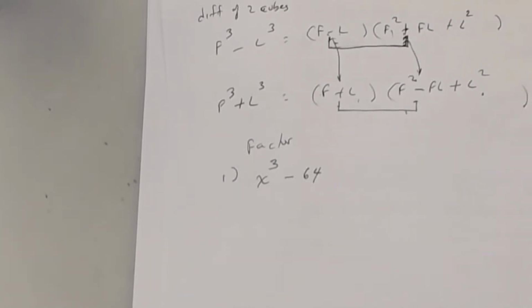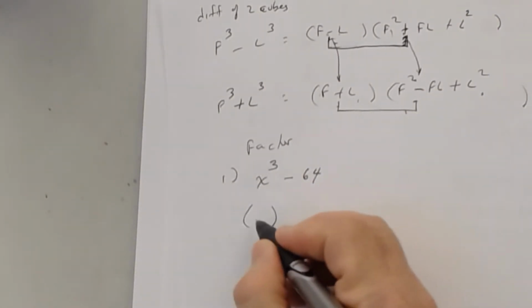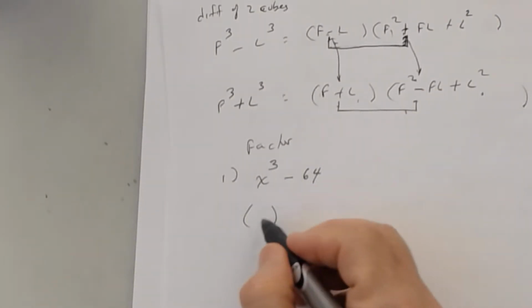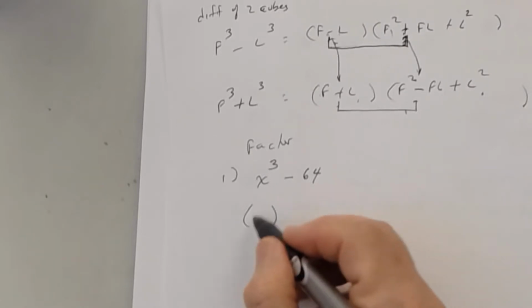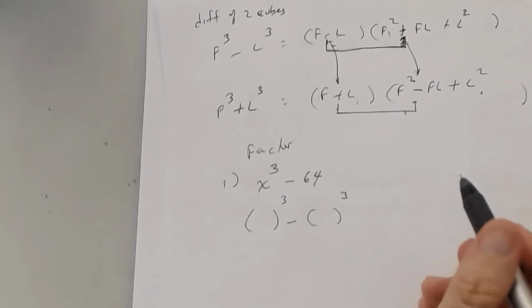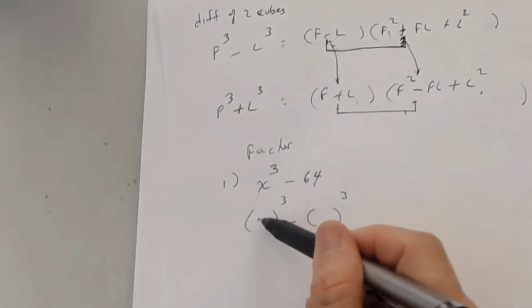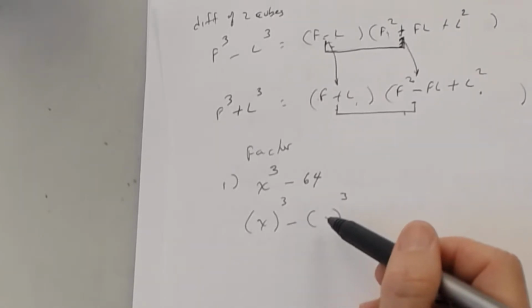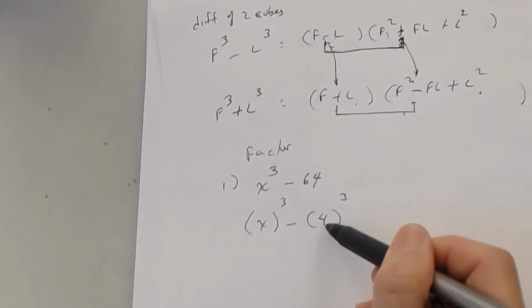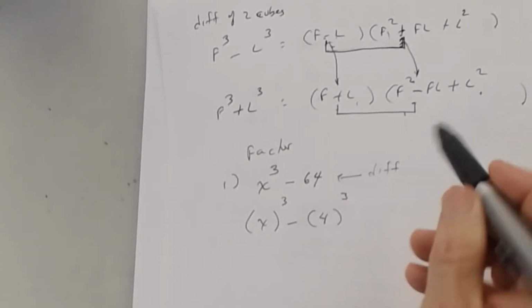Difference of two cubes. So if you think this is the difference of two cubes, then here's what you need to do next. You need to actually write out, if this is the difference of two cubes, then I can rewrite this as some expression cubed minus some expression cubed. What times itself 3 times is x cubed? X. What times itself 3 times is 64? 4. So this is the difference of two cubes, right? That's the difference of two cubes.